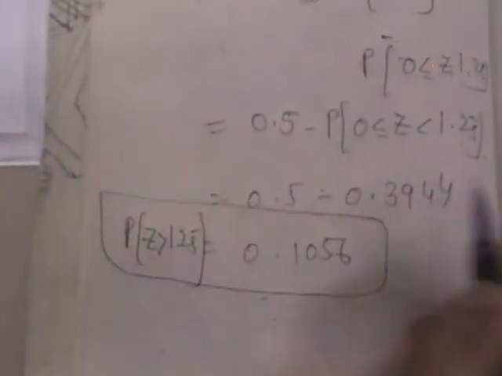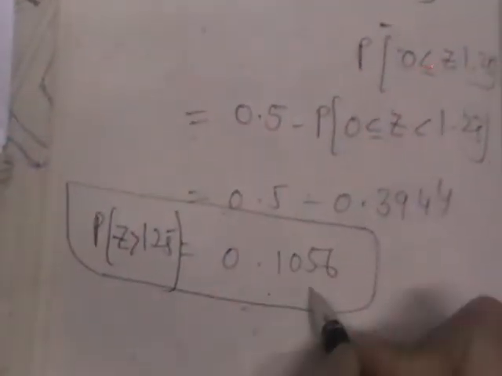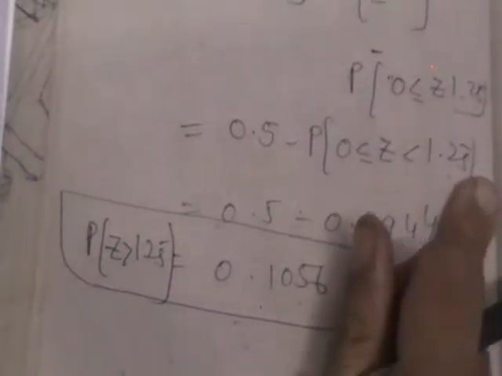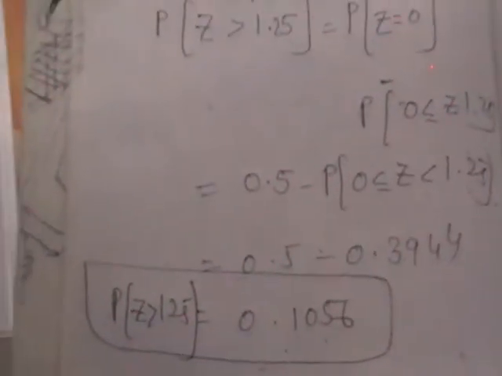The probability that the lifetime of the equipment is more than 100 hours is 0.1056. Let us do a similar problem here. With this we can finish the normal distribution problems.